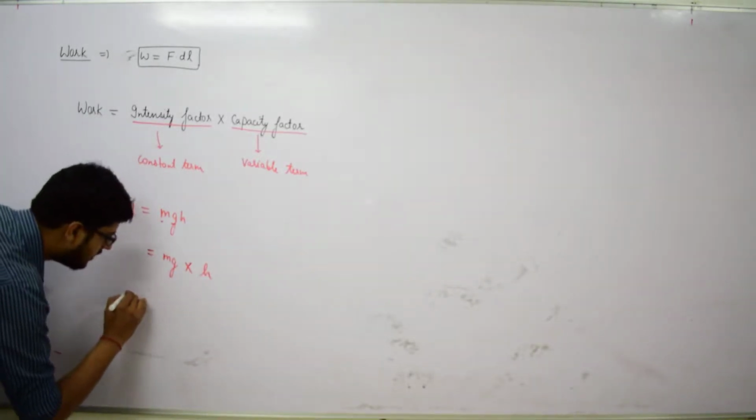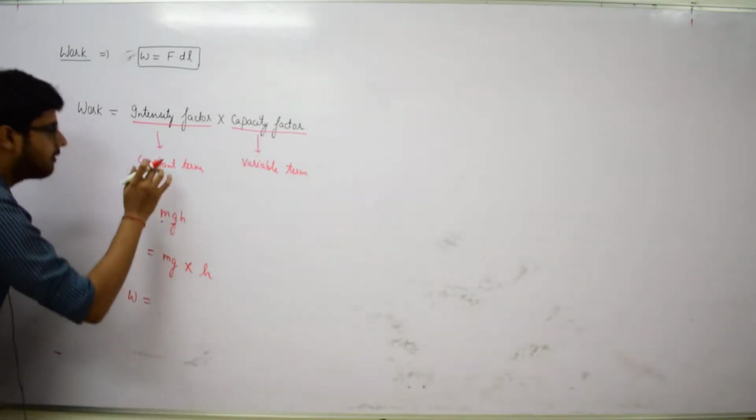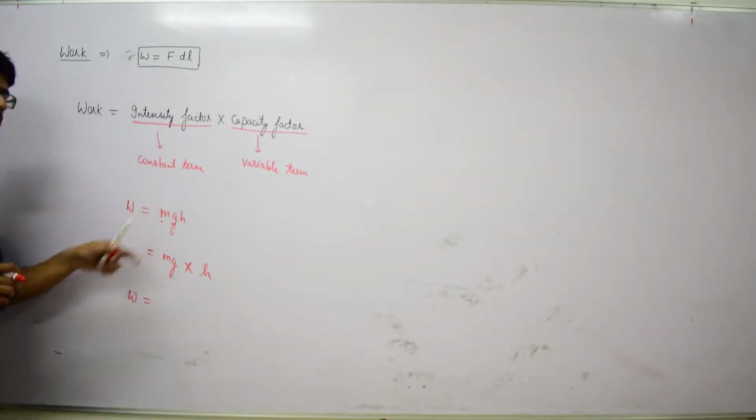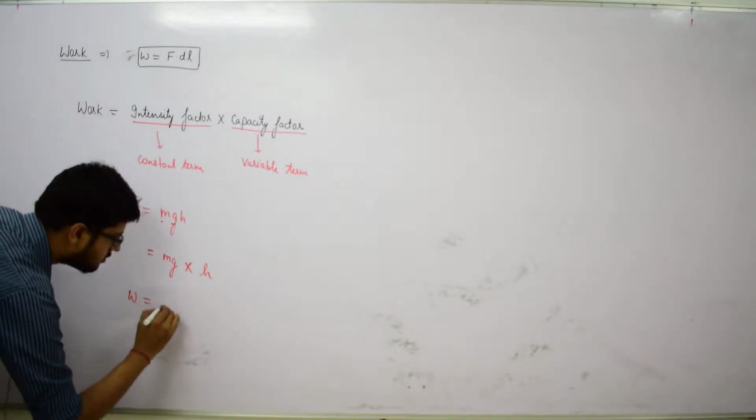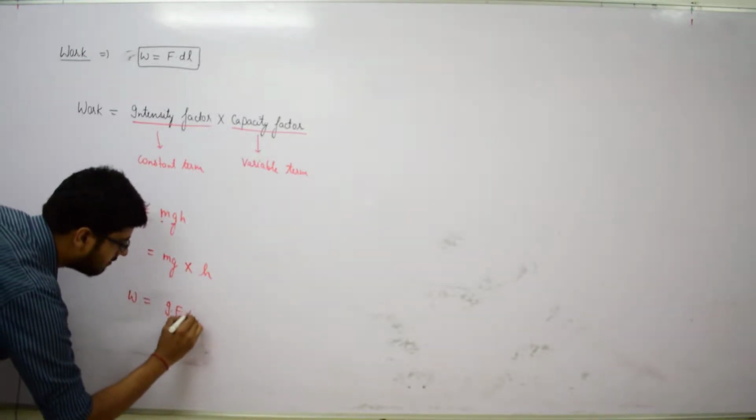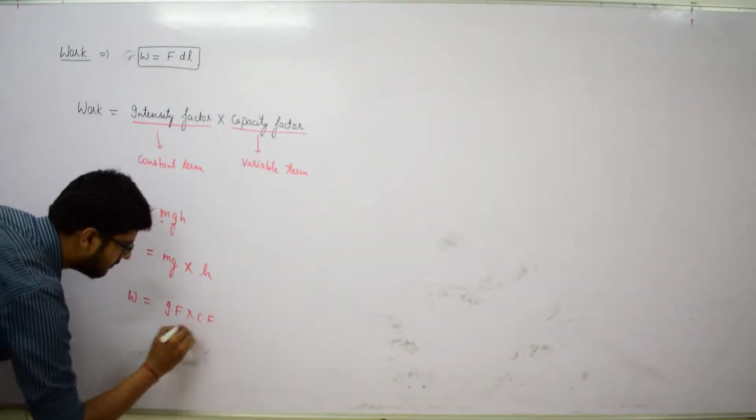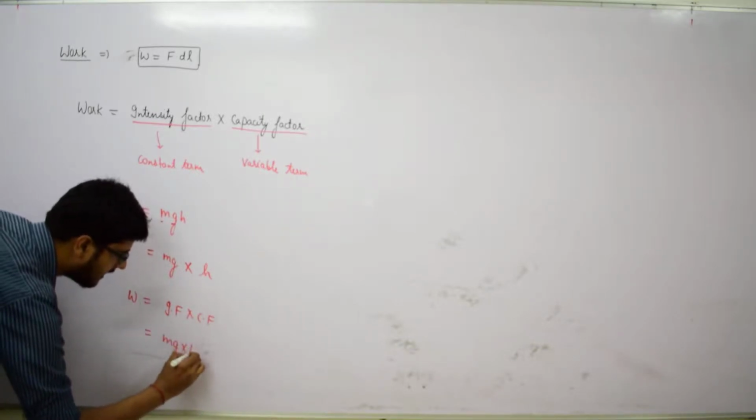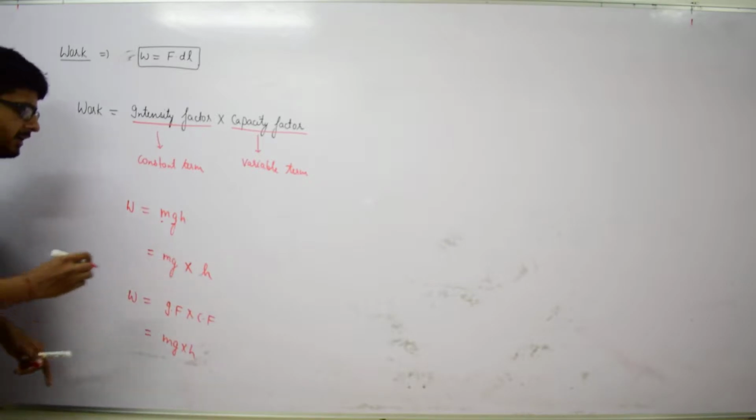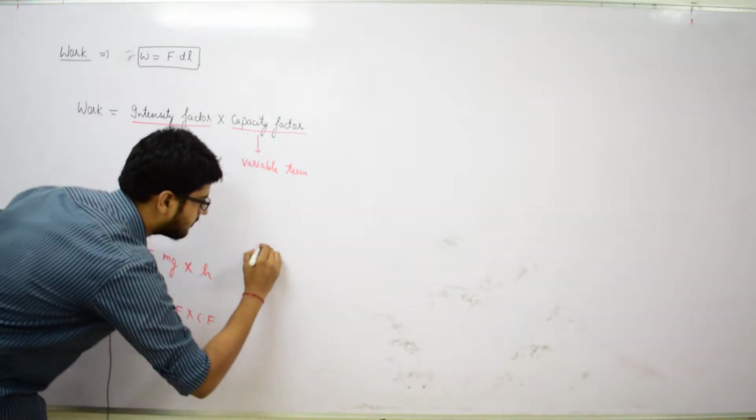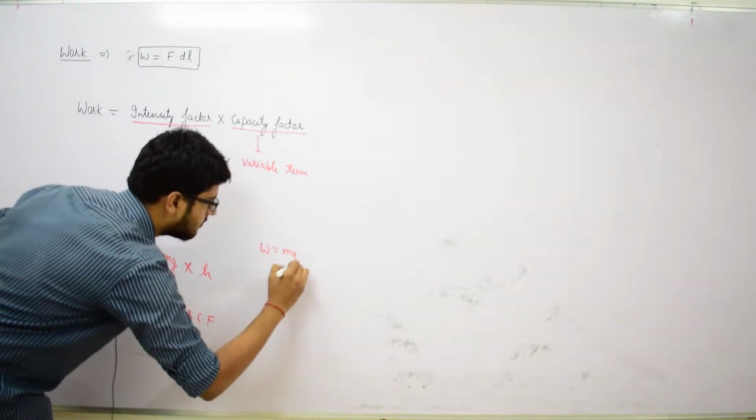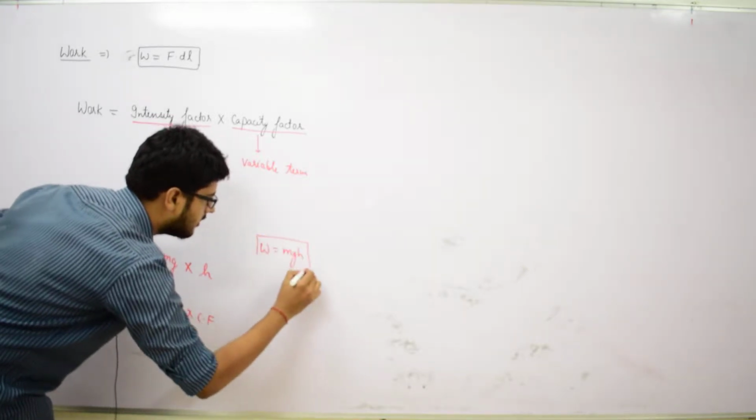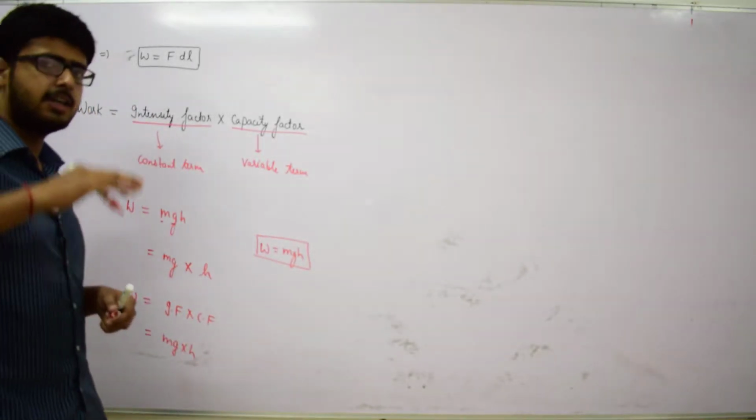So, the net work done which is obtained in case of gravity, this is the summation of intensity factor multiplied by capacity factor, which is equal to summation of mg multiplied by h, and the work obtained is equal to mgh. This is the work done obtained during gravity or the work done against gravity.